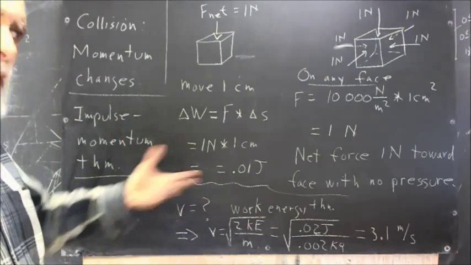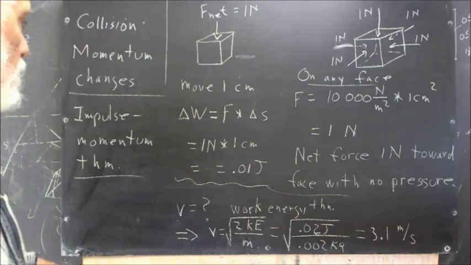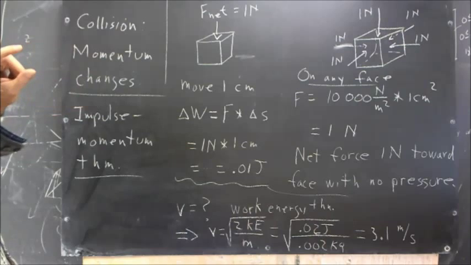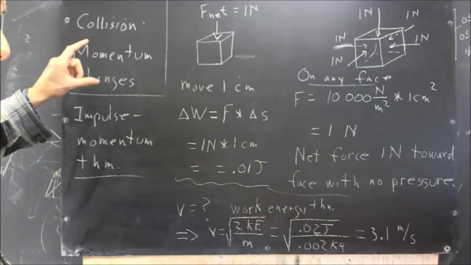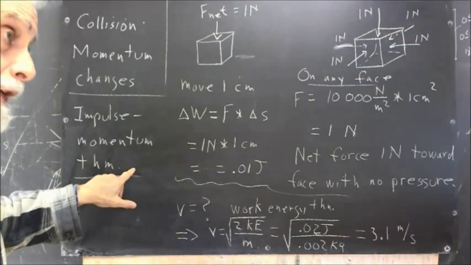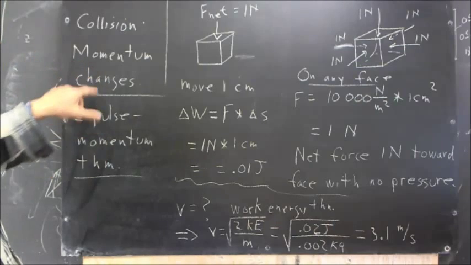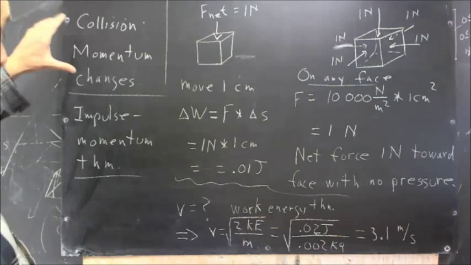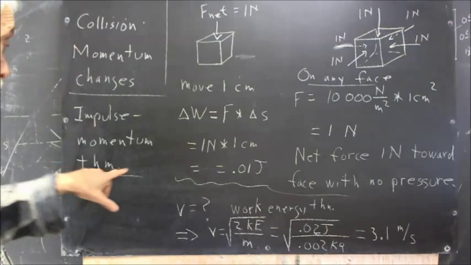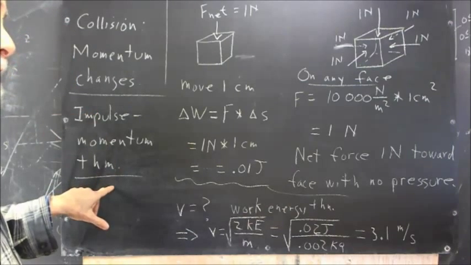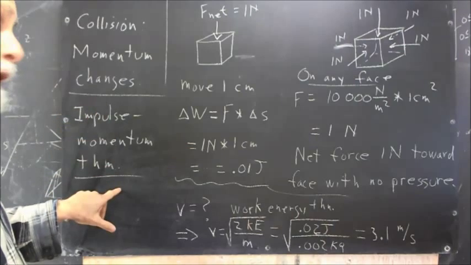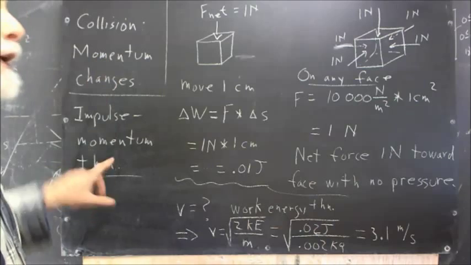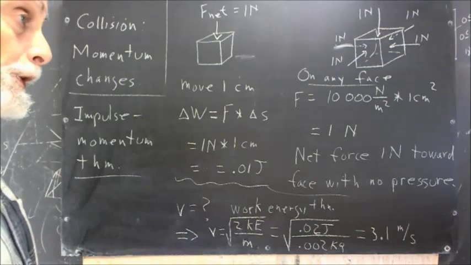Let's say there's a collision every 1/10 of a second. We could take the momentum change for one collision and divide it by that 1/10 of a second. Or we could say, okay, in 1 second there are 10 collisions, so we can multiply the momentum change by 10 and divide by 1 second, applying the impulse momentum theorem. And if you don't know what the impulse momentum theorem says and what it has to do with what I'm talking about, you want to review the impulse momentum theorem.